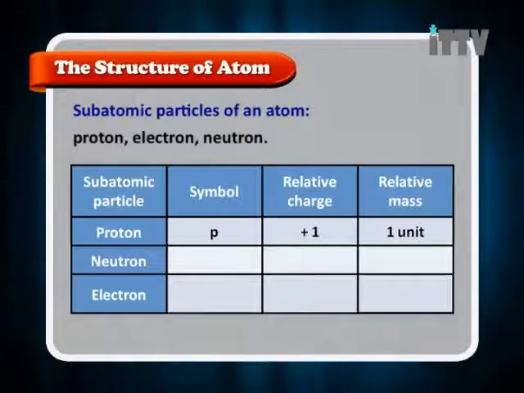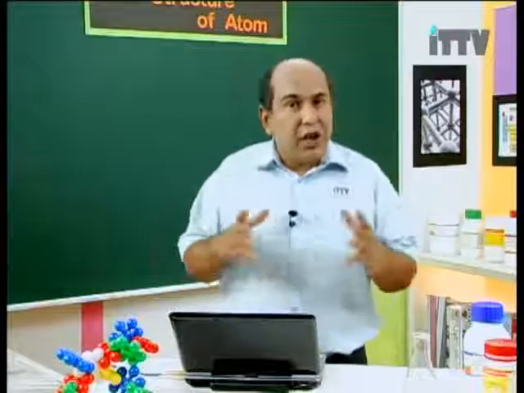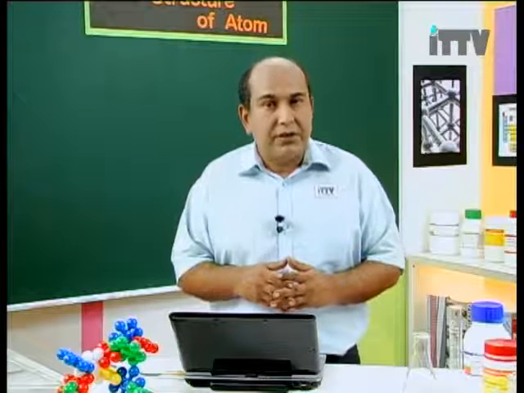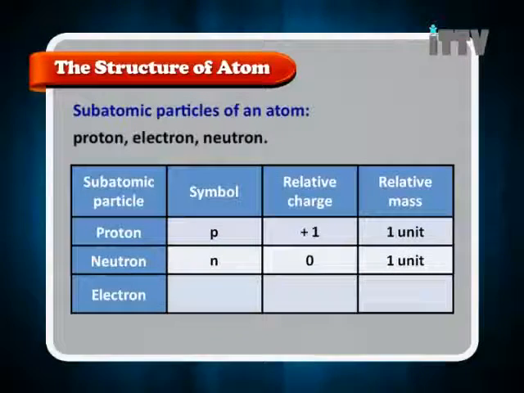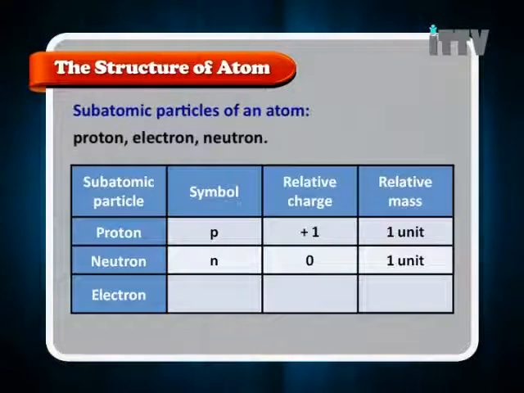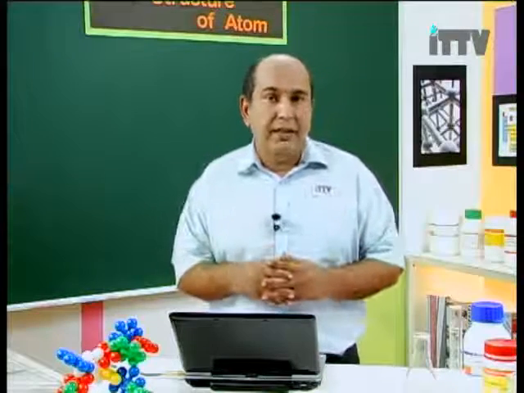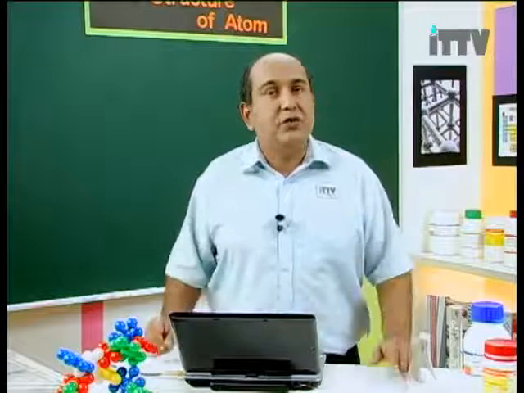Proton, symbol P, relative charge positive 1, relative mass 1 unit. So our proton has a charge of positive 1 and a mass of 1 unit. Now let's have a look at the neutron. Symbol N, relative charge 0, relative mass 1 unit. So the neutron with the symbol, the small n, has no charge. Remember earlier we said it was neutral. Its mass is almost identical to the proton, 1 unit.